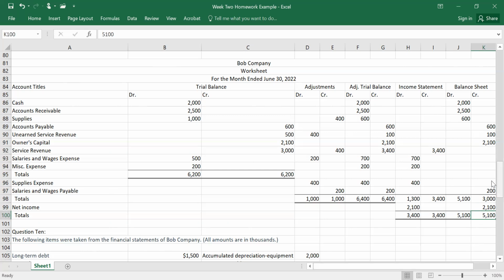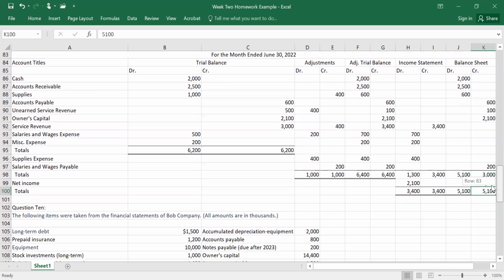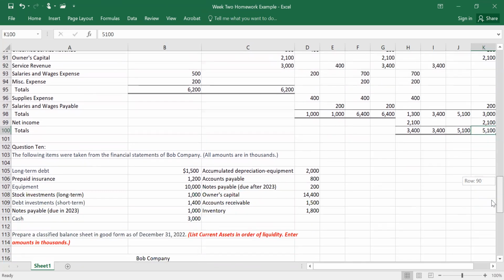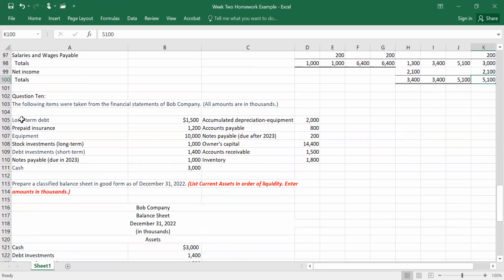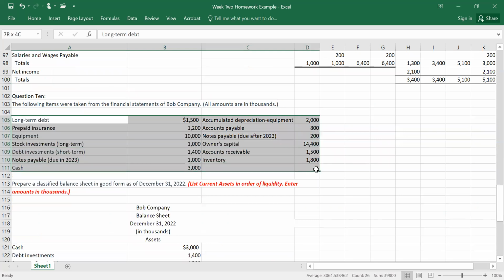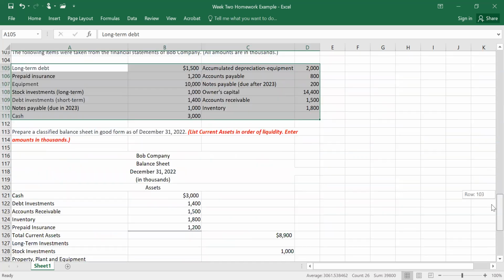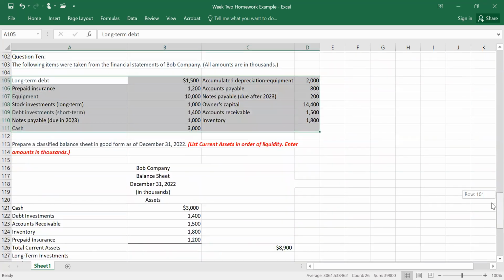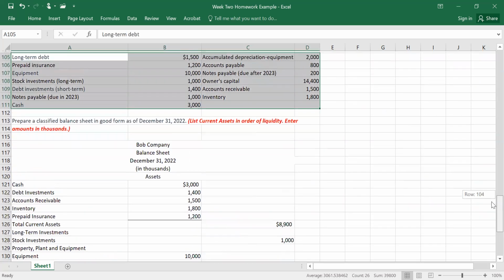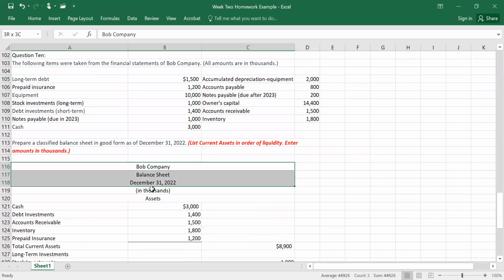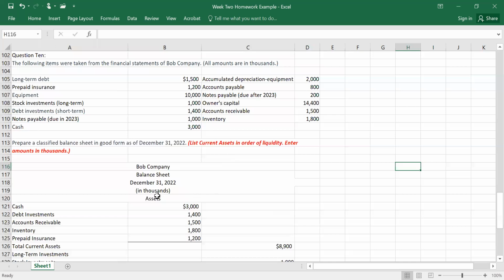As I said, I found it easier to write this all out on a sheet of paper as I did the question. Last one, question 10. We're given several accounts, right? And we're asked to prepare a classified balance sheet in good form as of December 31st, 2022. So let's go ahead and do that. This is the heading we're using. We have cash, 3,000. So if you look at cash, there it is, 3,000.